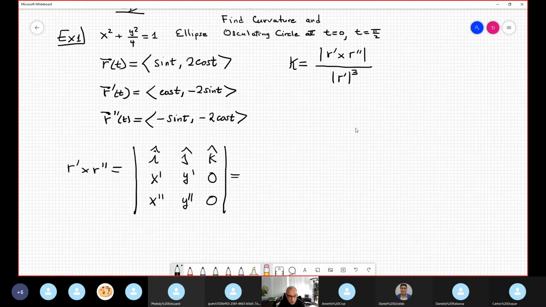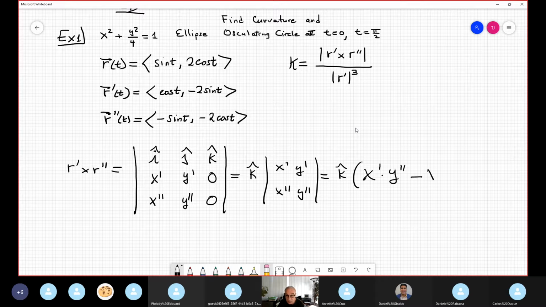When you compute that, it's obvious that the only component that exists is the k component. Because when you have the minor, and one entire column is 0, it is 0. So i is 0, j is 0, but k is not. So k times the determinant of x prime, y prime, x double prime, y double prime. The multiplication is x prime times y double prime minus x double prime times y prime. And this is the formula.